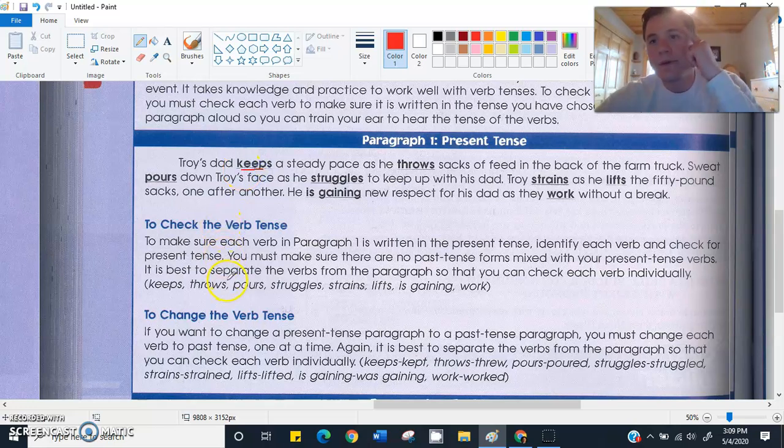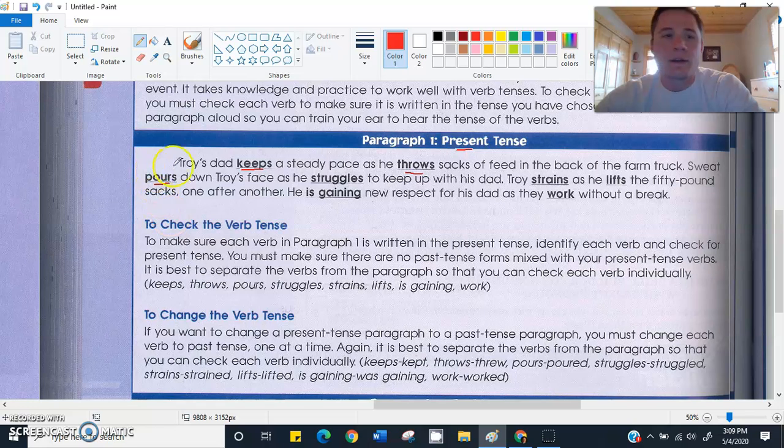See, now you have to know these. Keeps in the past, if I were to say it happened yesterday, I'd say kept. Troy's dad kept. But by saying the verb Troy's dad keeps, which is present tense, right? I know this is happening now as we tell the story. He throws sacks of feed in the back of the farm truck. Sweat pours. What are you noticing about all these verbs?